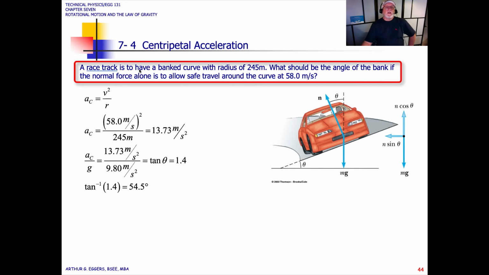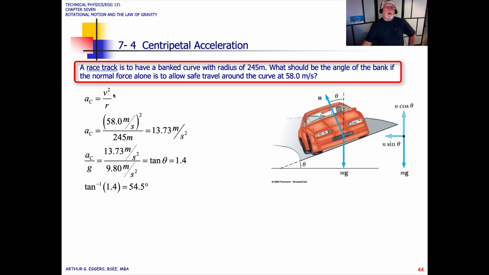Okay, a racetrack is then said to have a banked curve with a radius of 645 meters. What should be the angle of the bank if the normal force alone is to allow safe travel around the curve at 58 miles per hour? So we're changing the angle and the speed here.